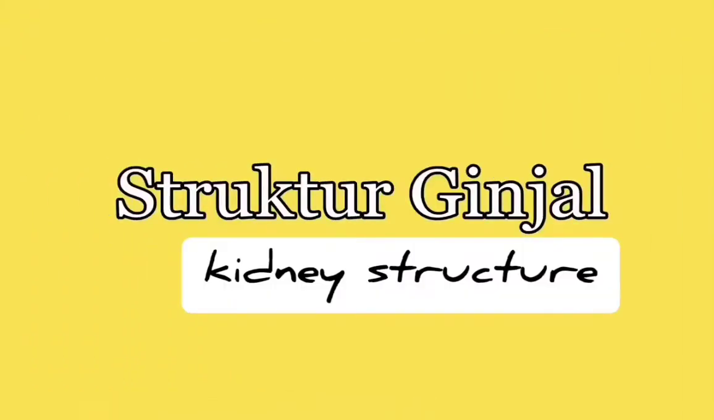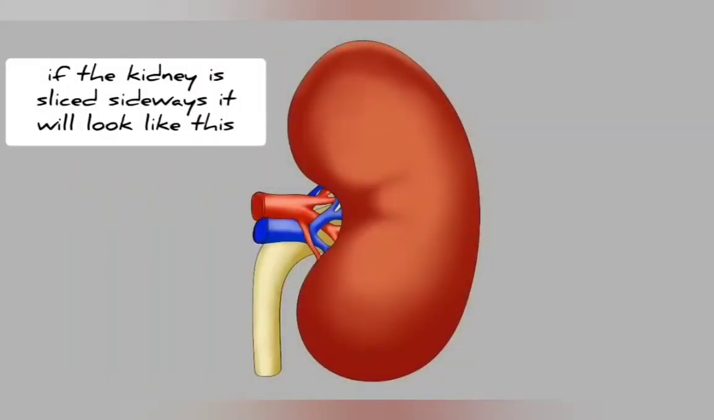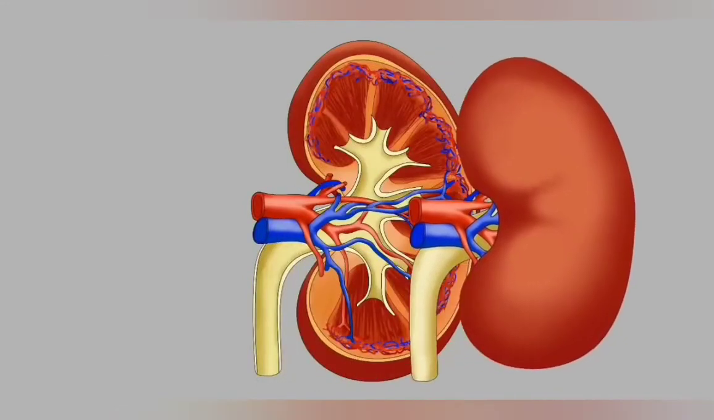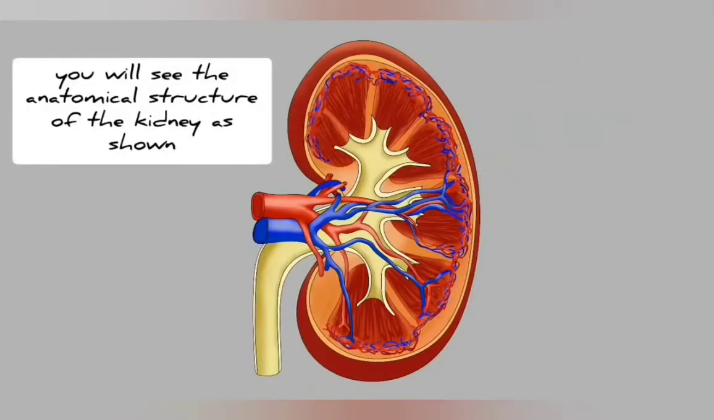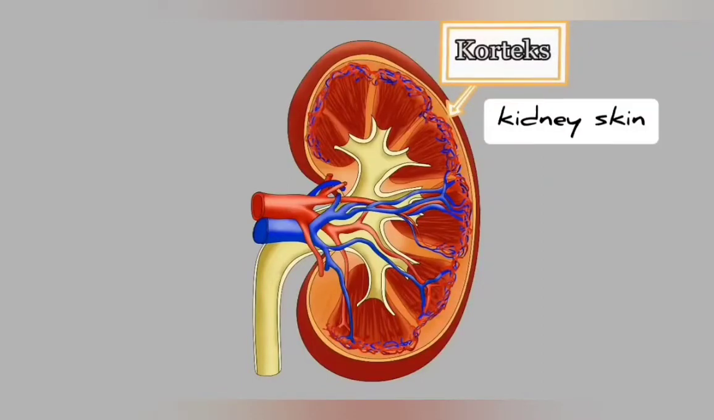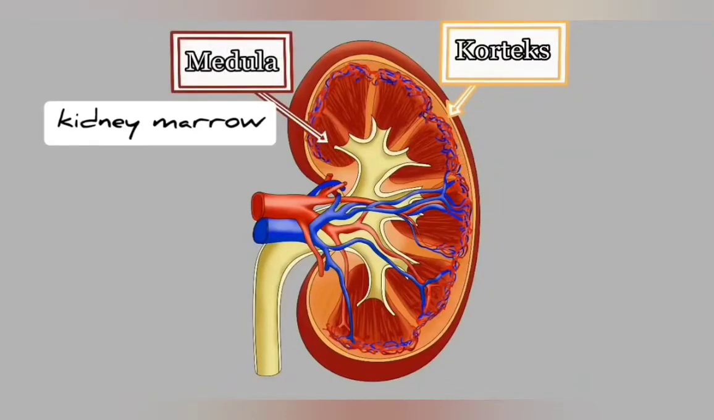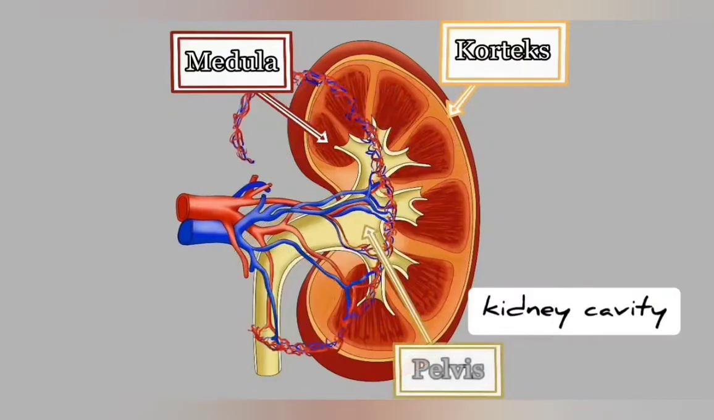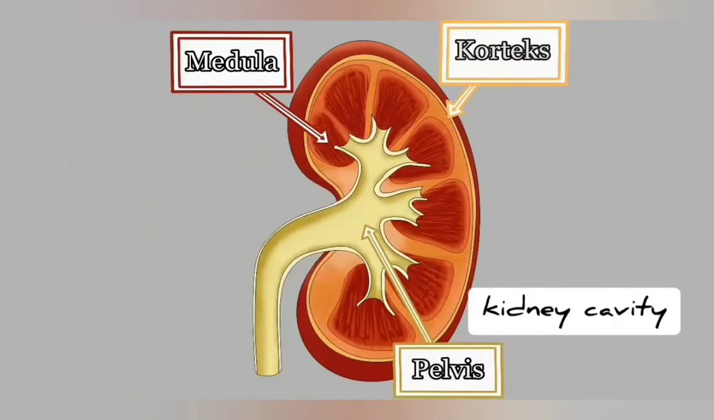Kidney structure. If the kidney is sliced crosswise, it will look like this. You will see the anatomical structure of the kidney as shown. The kidney structure is divided into the cortex, or kidney skin, the medulla, or kidney marrow, and the pelvis, or kidney cavity.